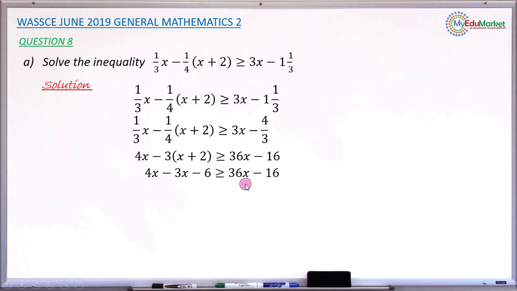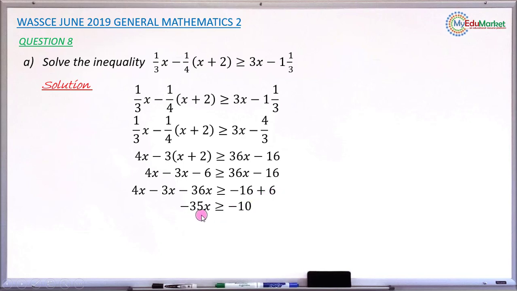Next, you collect like terms: all terms in x shifted to the left and all constant numbers shifted to the right. There you now have 4x minus 3x minus 36x. The 36x shifted to the left becomes minus 36x, then minus 16, and the minus 6 shifted to the right becomes plus 6. Collecting like terms exactly, 4x minus 3x minus 36x gives minus 35x, and minus 16 plus 6 gives minus 10.